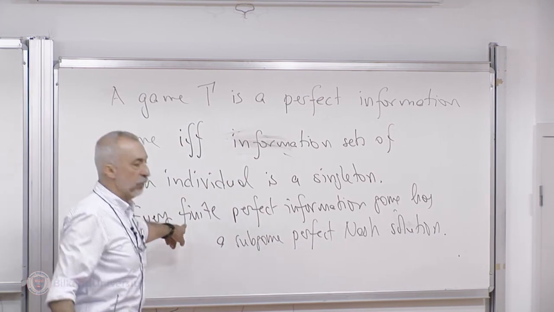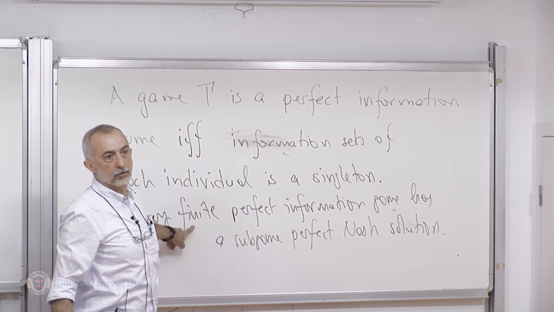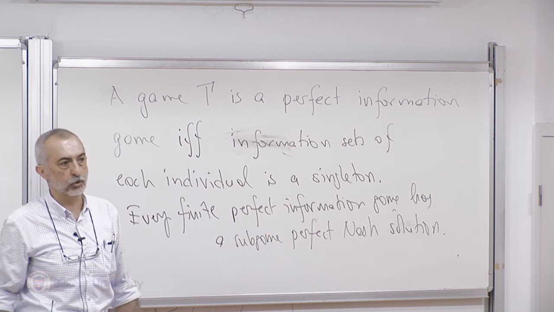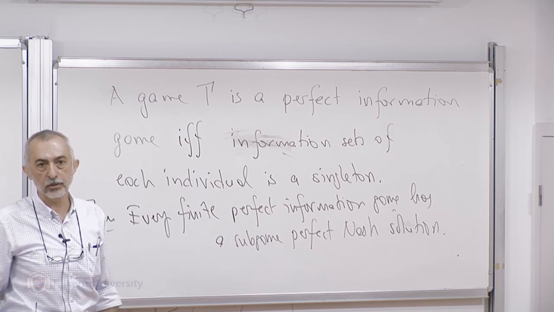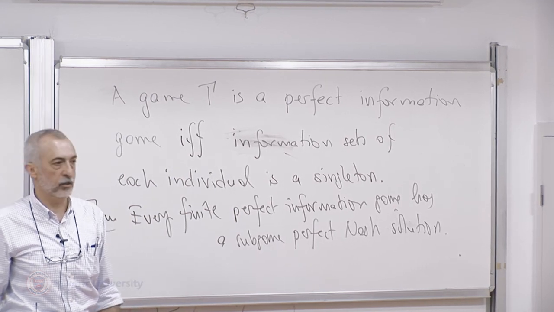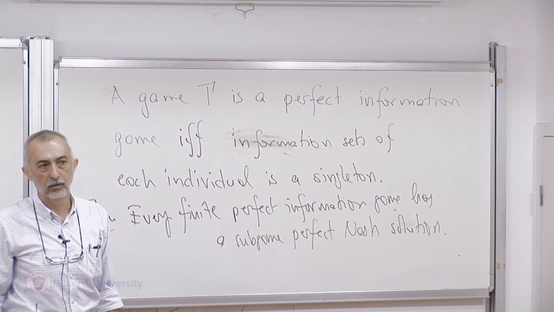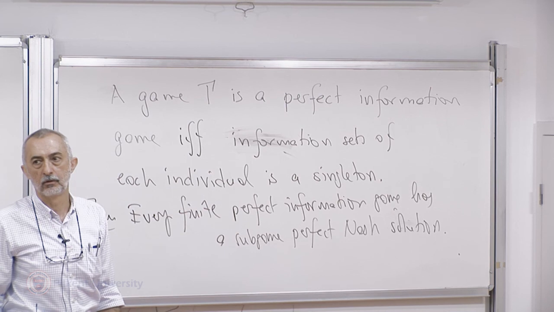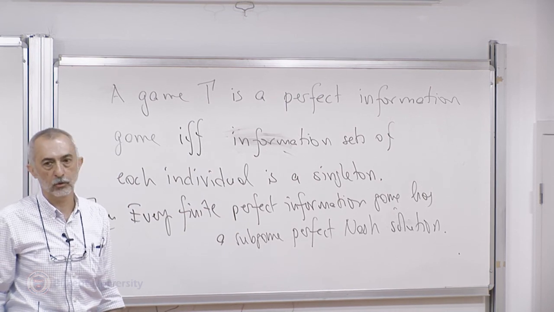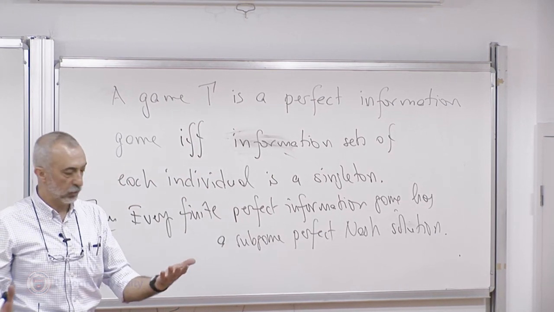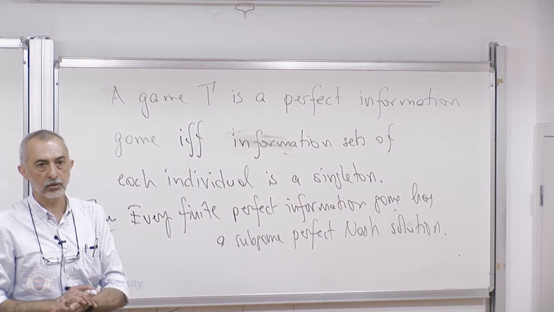Okay, what do I mean by finite? A finite extensive form game is a game where the number of nodes, the number of histories, is finite, which means that there should be a finite number of agents, which is always what we take, and each agent has a finite number of actions at every node that I have to take. And the game has a finite horizon. Okay? Any questions?